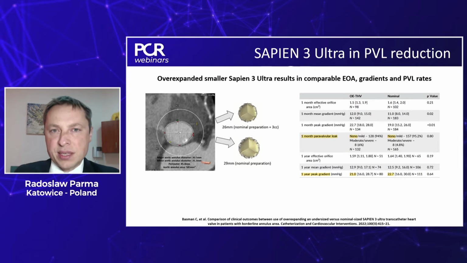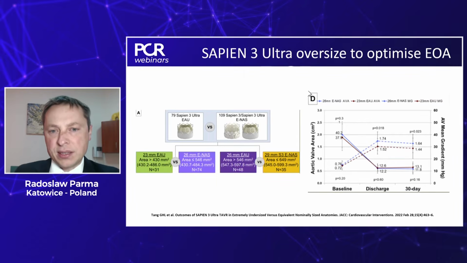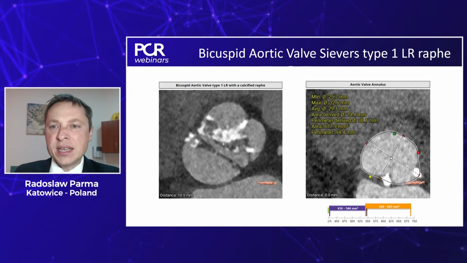precisely for the bicuspid, this is our default strategy, to choose a smaller size and overexpand it. And we also know that we can do it safely, providing reduced rates of paravalvular leaks and at least comparable gradients to nominal sizes of the valve. And this was the publication from New York published last year.